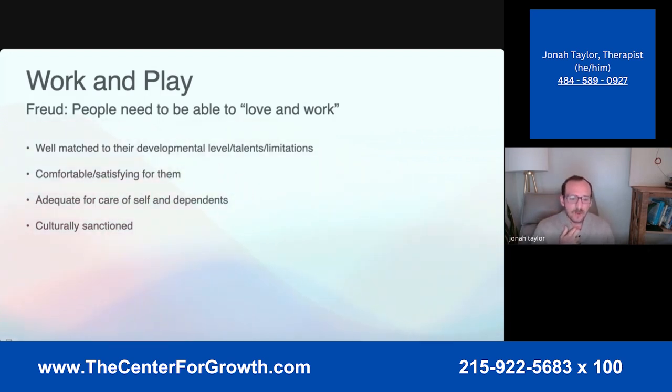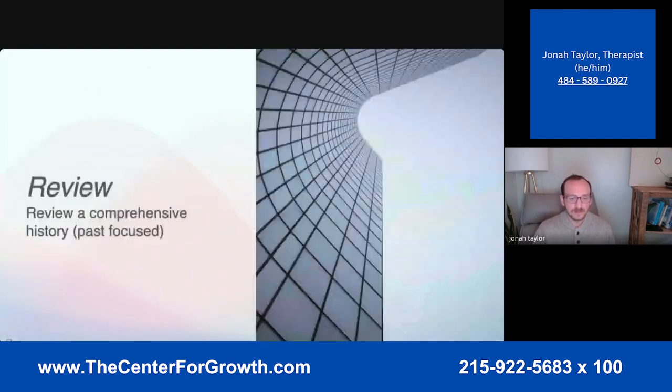You're looking at how well matched is the person's work and the ways that they play to their developmental level, talents, limitations, how comfortable and satisfying, how much purpose do they get from the work and play, how well are they able to care for themselves and their dependents based on those things, and then how culturally sanctioned are those things. Is it substance abuse? Does it harm others? Is it illegal? All of that helps you to understand a person in terms of this category.